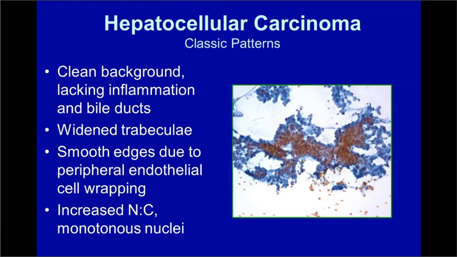This is the classic cytology of hepatocellular carcinoma, and it recapitulates some of what we saw in histopathology. Here we see widened trabeculae. Here we see liver cells. We can recognize them as liver because they do have that typical granular cytoplasm. However, we'll see that there's an increased nuclear cytoplasmic ratio, and the nuclei here are more monotonous than what we see in reactive or benign liver. The periphery of some of these areas is smooth, and that's due to peripheral endothelial cell wrapping.